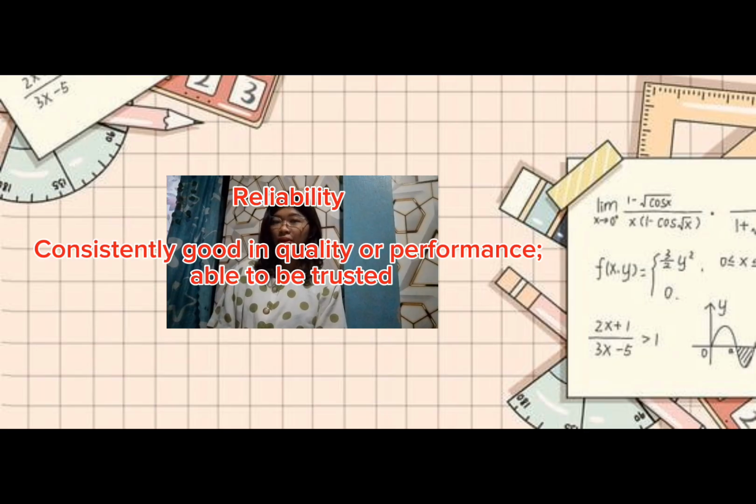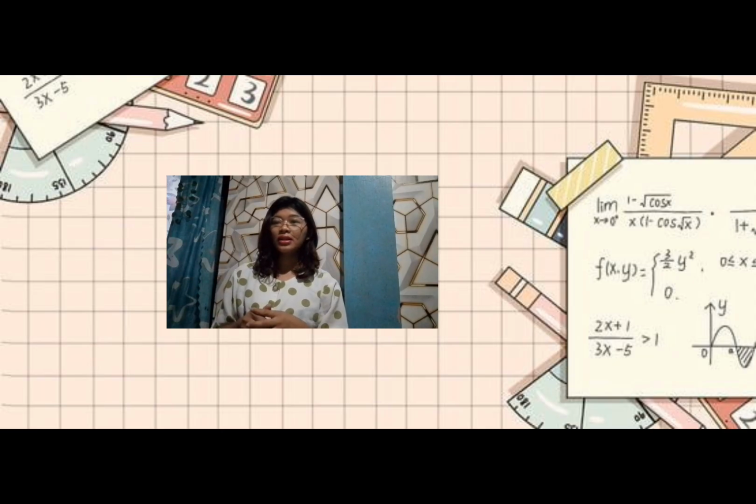Now we will go into what reliability is. In our previous topic, reliability is the consistency of the scores, and there are five types of reliability: test-retest, parallel forms, inter-rater reliability, split-half, and internal consistency. But now I'm going to discuss how to solve the test-retest.